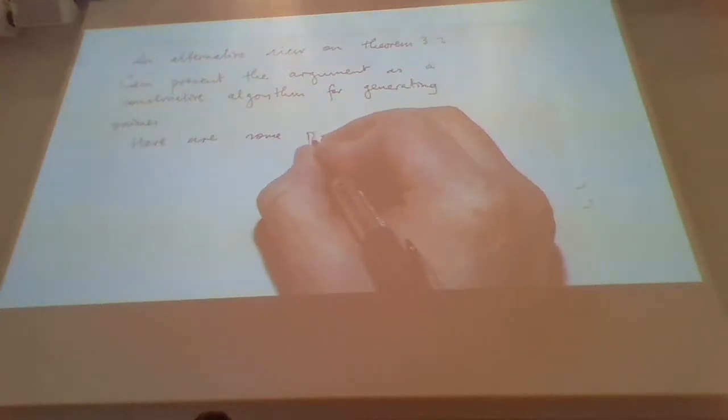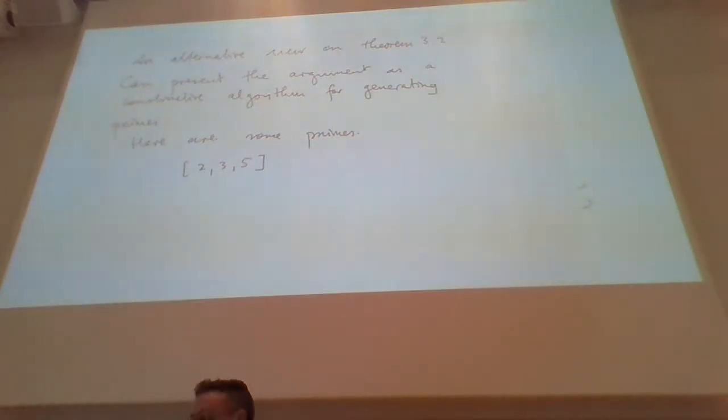So it begins by saying, here are some primes. All you really need to begin the argument is just one prime, but here's a list of a few primes: 3 primes, 2, 3, and 5. So we multiply them all together.